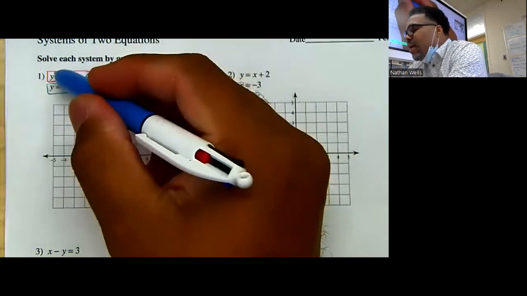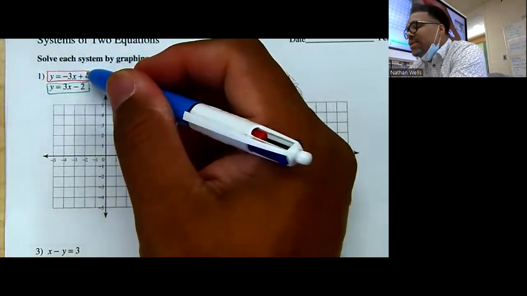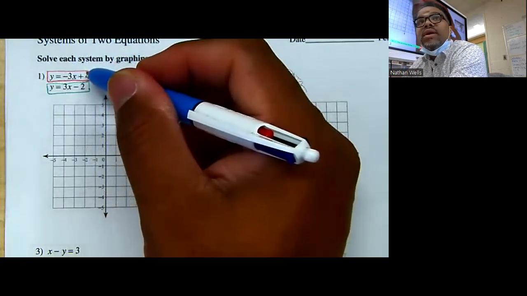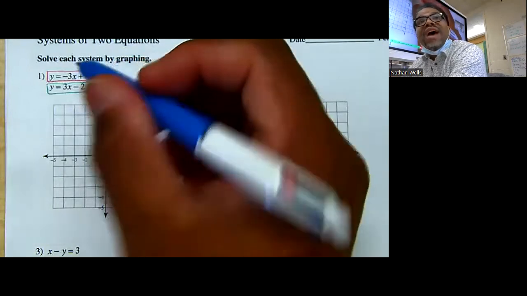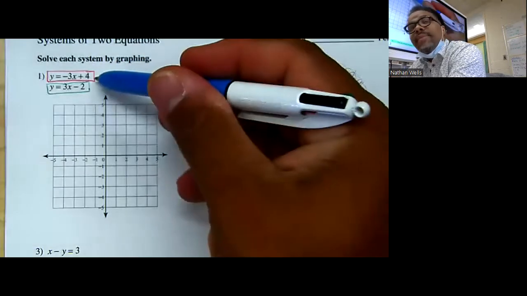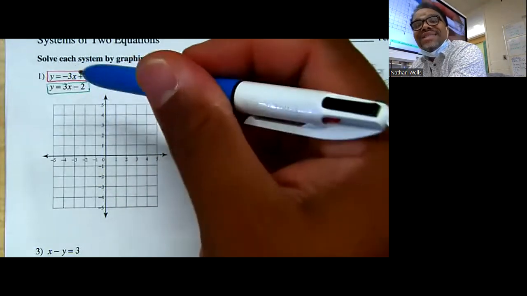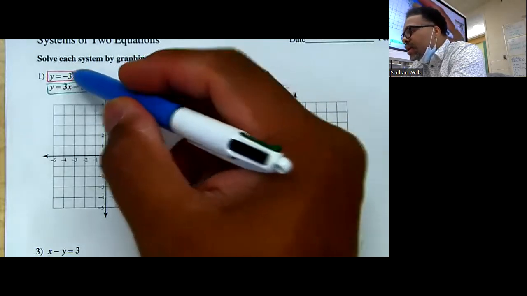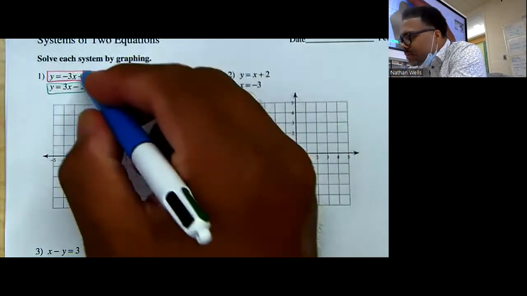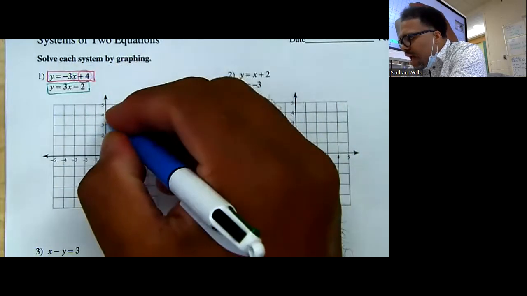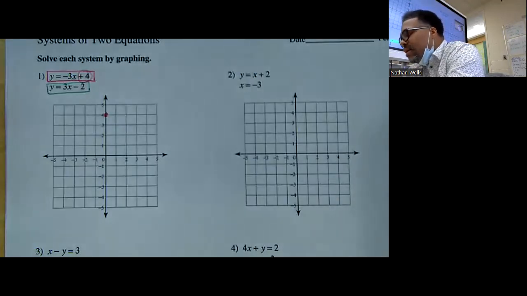Here we have y equals negative 3x plus 4. So it is in slope intercept form. Sometimes you will be given equations that are in standard form that you have to convert into slope intercept form in order to graph. You cannot graph an equation unless it is in slope intercept form. So I'm looking at y equals negative 3x plus 4. My y-intercept is 4. I find 4 on the y-axis. I plot a point there.